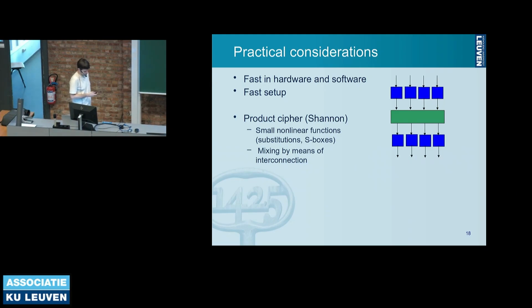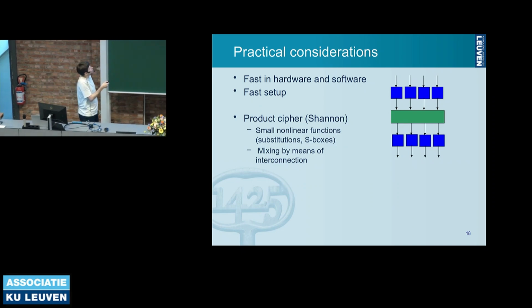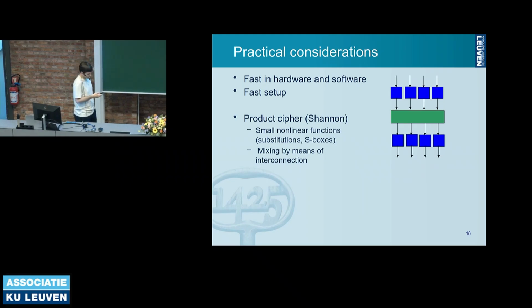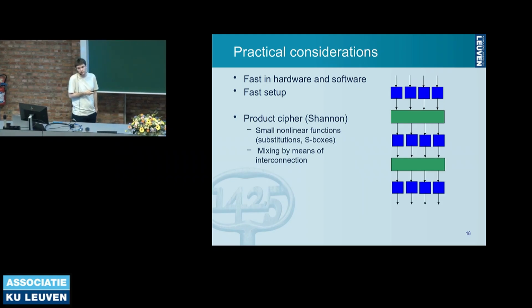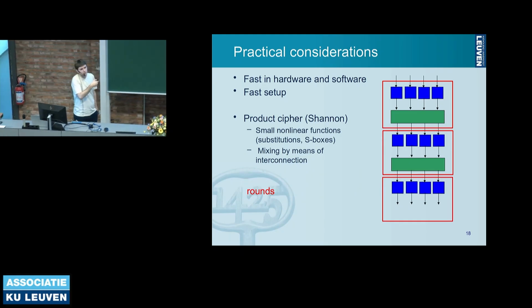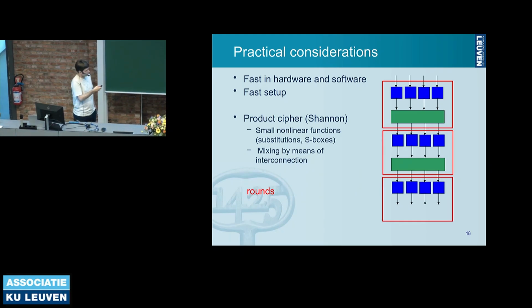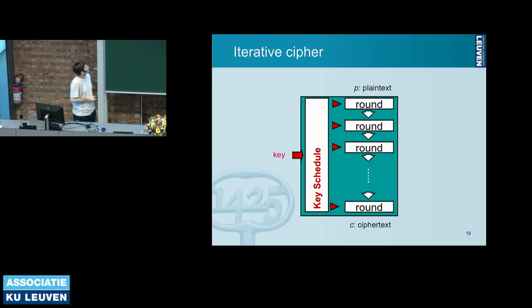If you do this literally like that proposal, it's not actually secure yet. Of course, it depends on what you do exactly, but if these local operations are small, it is not secure yet. So the solution is just to repeat this many times. One repetition is called a round. So then we talk about rounds of a block cipher.